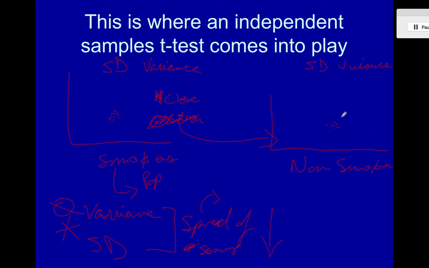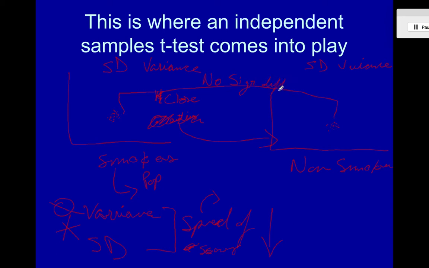So I want them to be as close as possible in terms of their standard deviation and variance, in terms of the spread of their scores. Now what the homogeneity of variance assumption is testing is ultimately saying the following. When we compare the variability within the group of smokers and the variability within the group of non-smokers, there should be no significant difference.